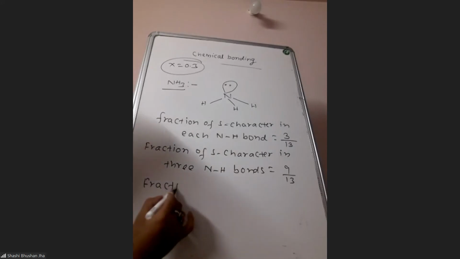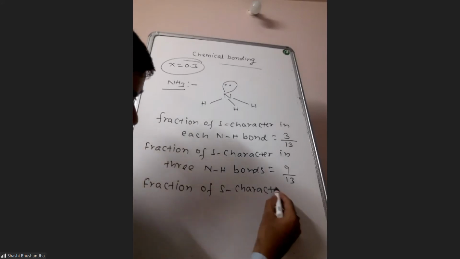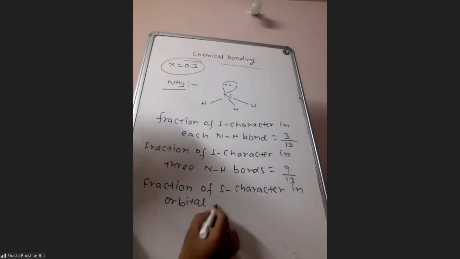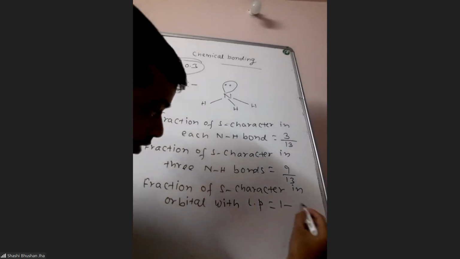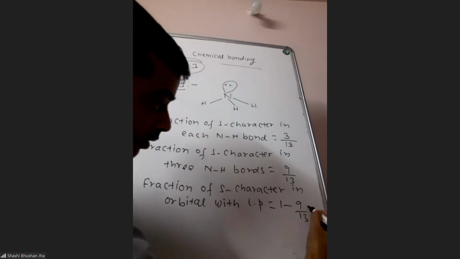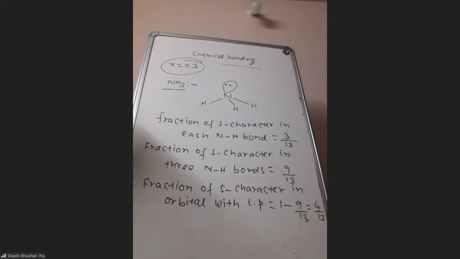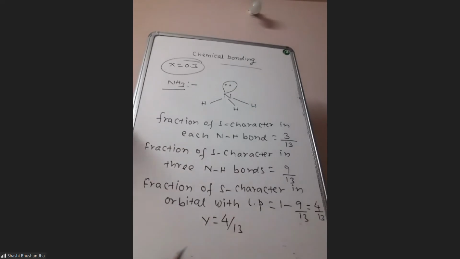So fraction of S character in orbital with lone pair will be 1 minus 9/13. So this will become 4/13. So y is 4/13. Find x plus y. I think it is coming 0.60 something. That will only come.